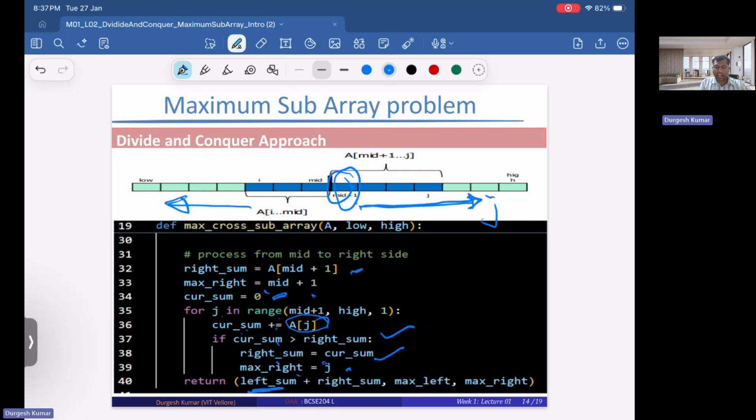At last, whatever sum you get on the left side, that is left sum, and whatever you have got on the right side, add both, because it has to span these two halves. So this side you are getting the left sum, this side you are getting the right sum. This function will return left sum plus right sum, max left, max right.